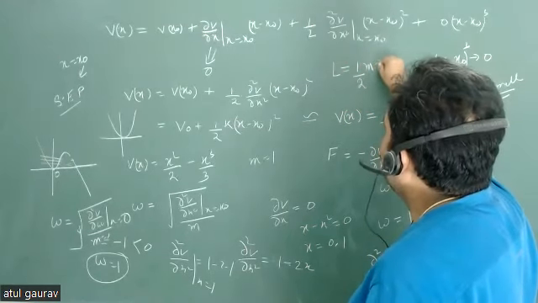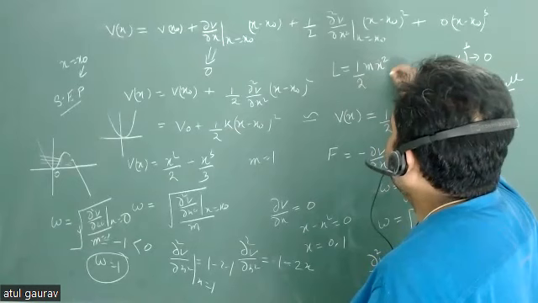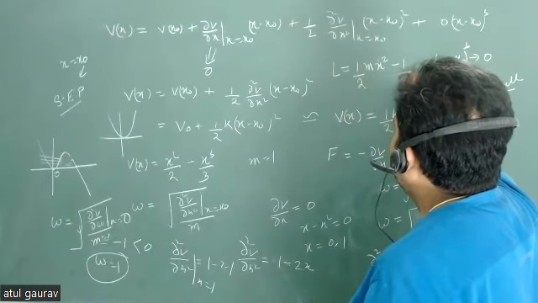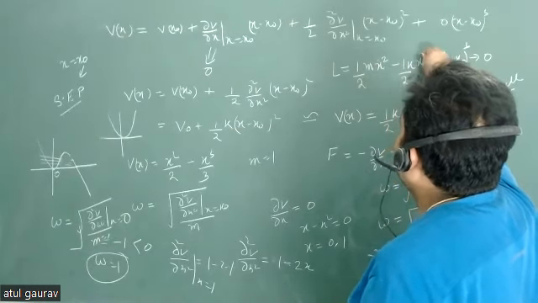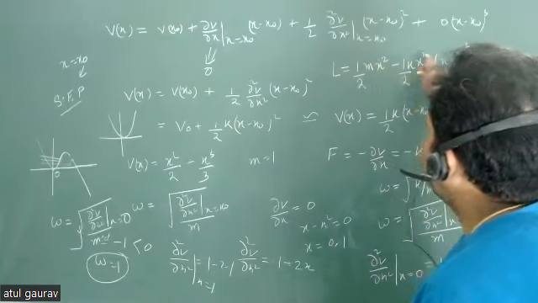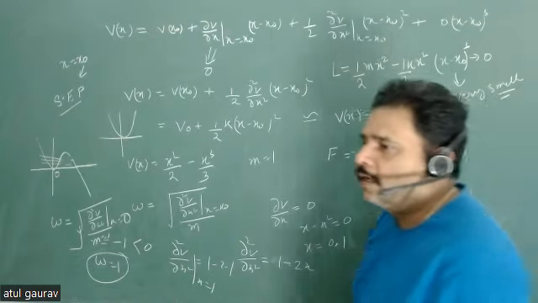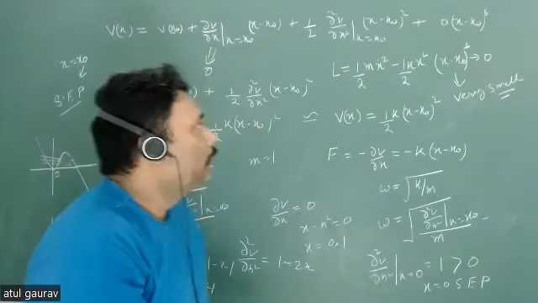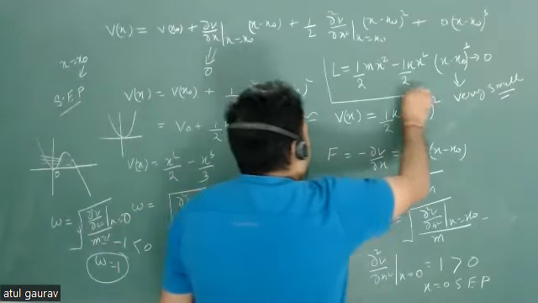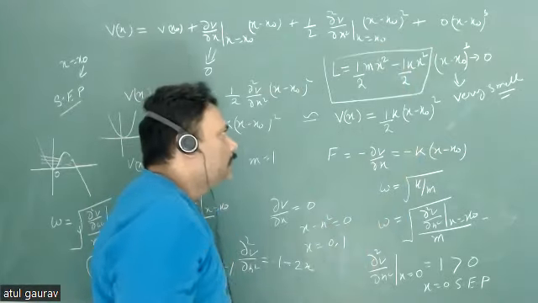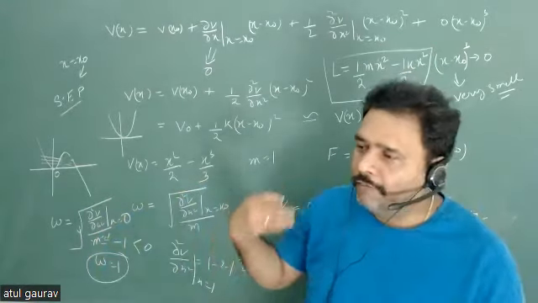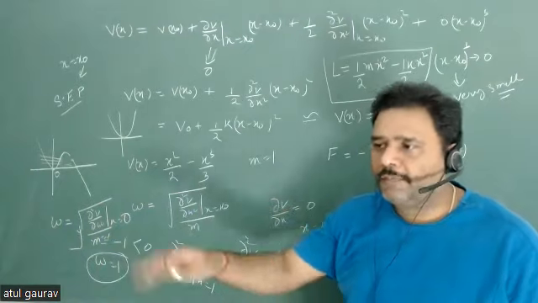Half m x dot square minus half k x square. This is kinetic energy and this is potential energy. So you can see for the oscillatory motion, for the small oscillation. And this is one of the systems where you always have a small oscillation, or always simple harmonic motion.